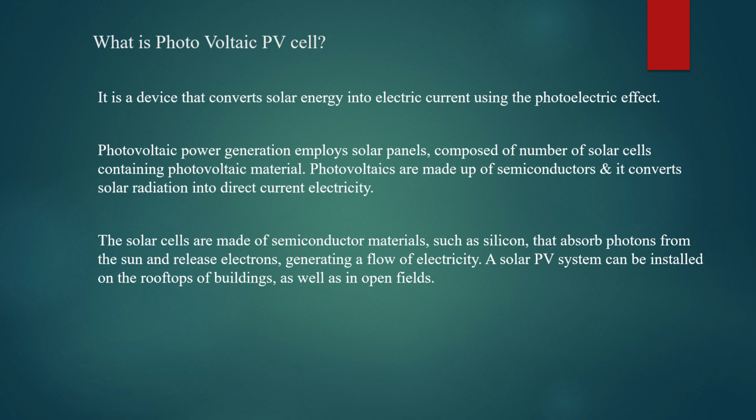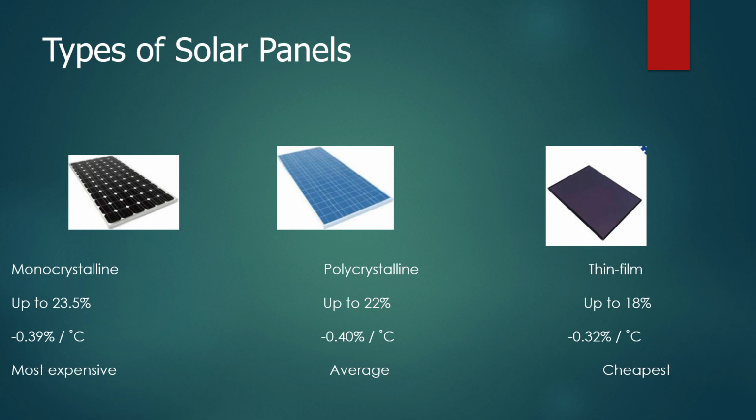A solar photovoltaic system can be installed on the rooftops of buildings as well as in open fields. In many places the solar PV systems are installed on the rooftops of buildings, like in your houses or colleges, and in open fields also. As for the types of solar panels, there are mainly three types: monocrystalline, polycrystalline and thin film. Monocrystalline is one of the most expensive, polycrystalline is average, and thin film is the cheapest.